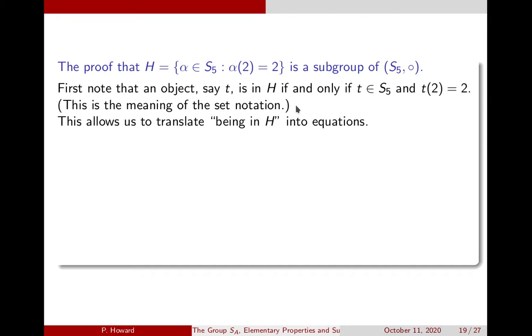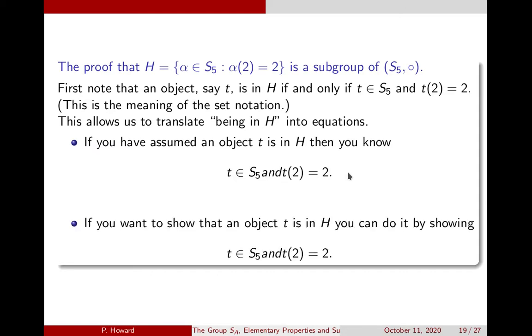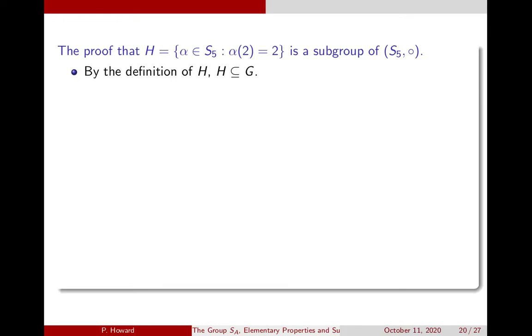So this allows us to translate being in H into equations. If you have assumed that an object T is in H, then you know that T is in S5 and T of 2 equals 2. And if you have to show that an object T is in H, you can do it by showing that T is in S5 and that T of 2 equals 2. We'll see how this plays out in the actual proof, which we start now.